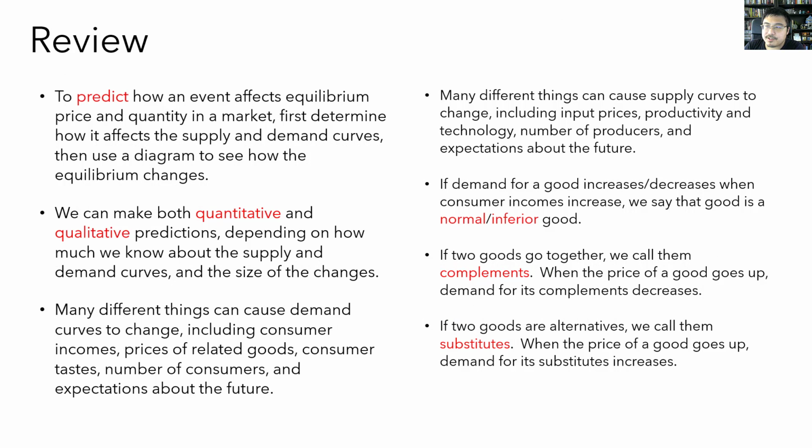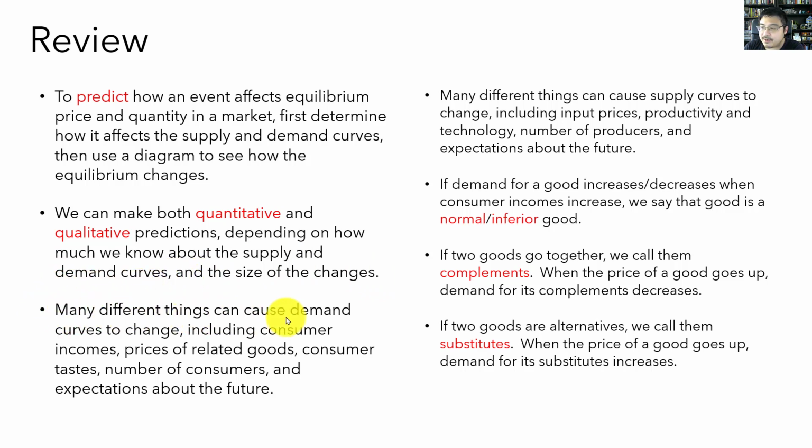All right, so here's a quick review. In order to predict how an event is going to affect equilibrium price and quantity in a market, what we first do is determine how it affects the supply and demand curves, and then we use a supply and demand diagram to see how the equilibrium changes. We can make both quantitative and qualitative predictions depending on how much we know about the supply and the demand curves and how much we know about the size of the changes.